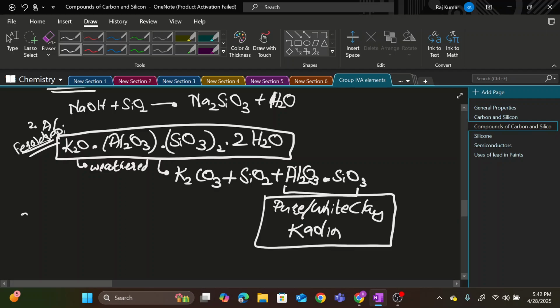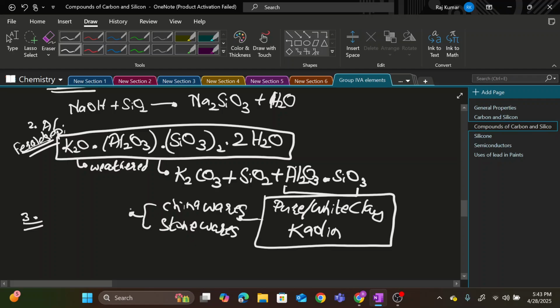And another important thing about this kaolin. Kaolin is used for making china ware and stoneware. So all of these expensive materials are formed with white clays. But there's red clay as well.